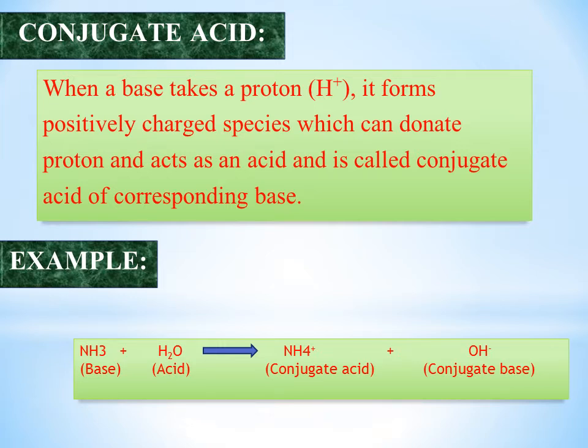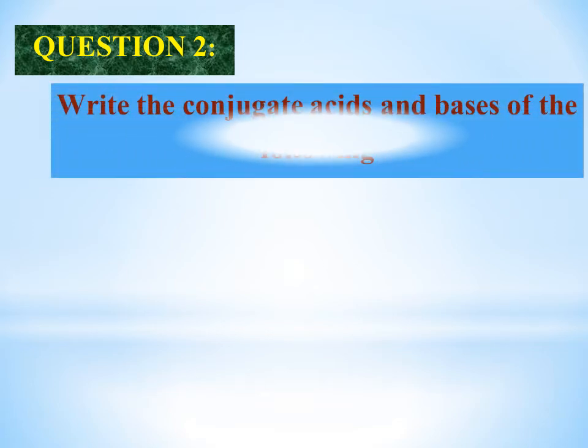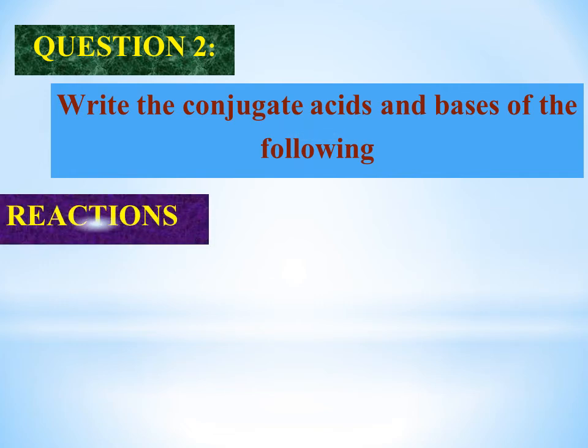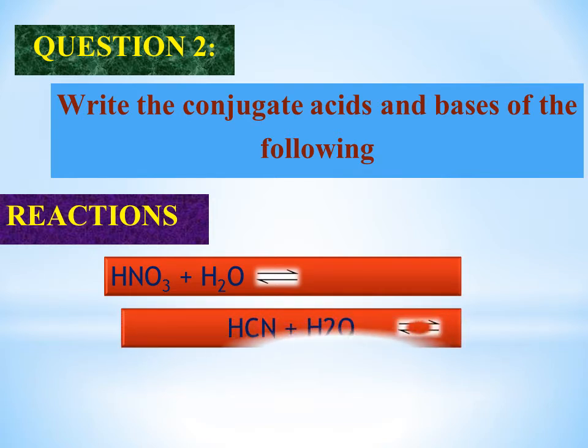Okay, so now let's come to our question number 2. As we discussed what are acids and bases according to three concepts and what are the conjugate acids and bases, now we will do our question number 2, which is to write the conjugate acids and bases of the following reactions. So these are some of the reactions for which we will write the conjugate acids and bases. The first one is when nitric acid reacts with water. The second one is hydrogen cyanide and water.